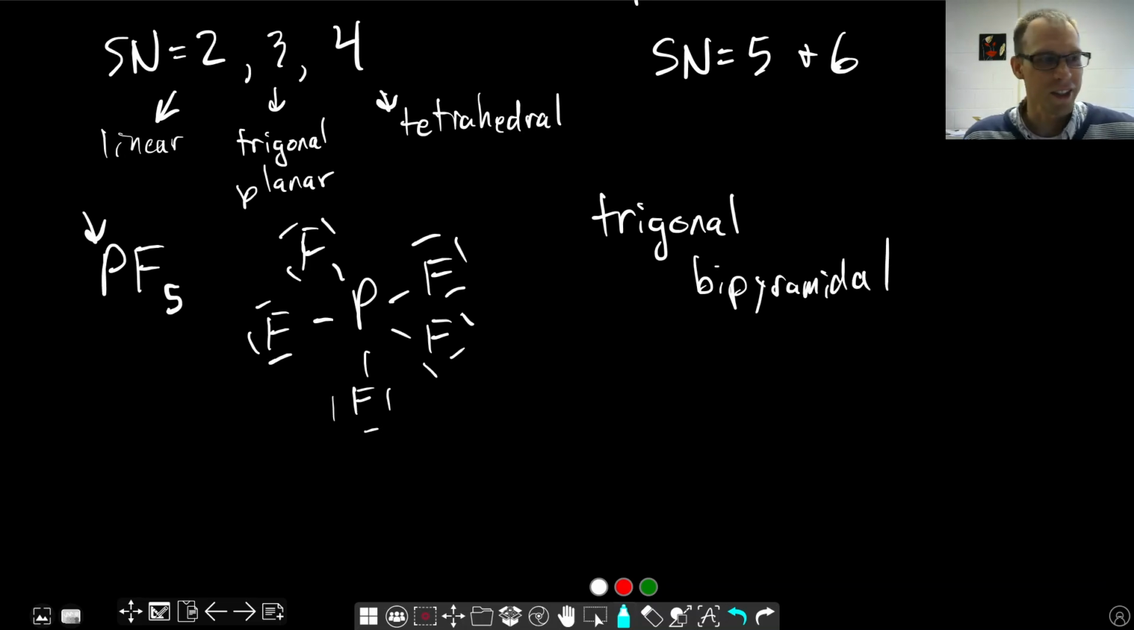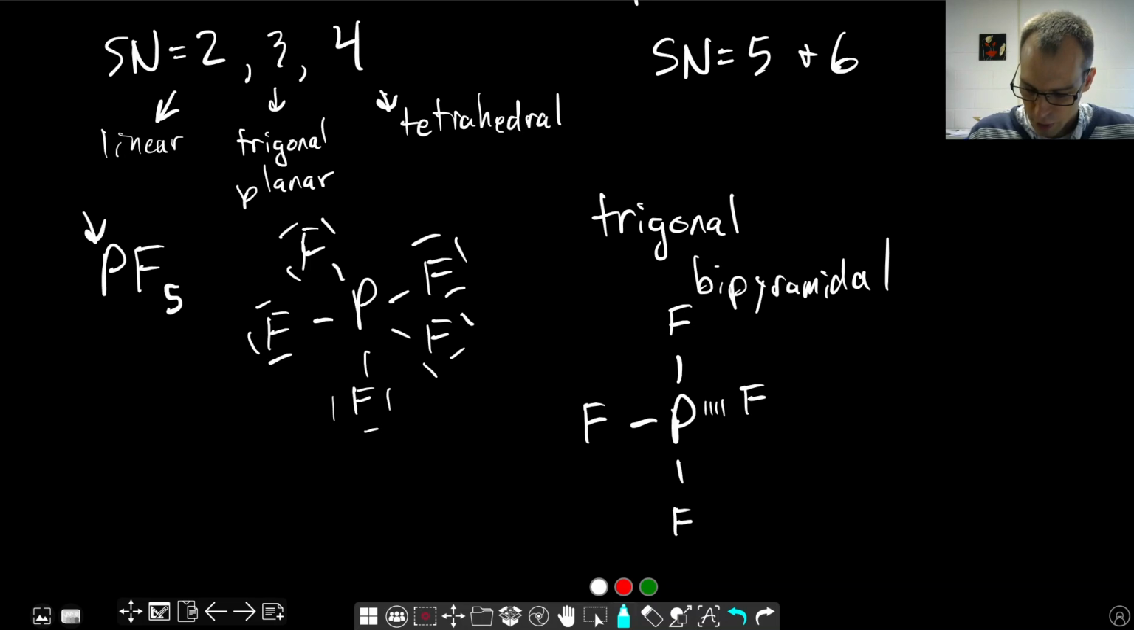So let me try and draw this, and then also show you a picture that hopefully will help you visualize as well. So our phosphorus is our central atom right in the middle. One of the fluorines is going to be pointed straight up, one of the fluorines is going to be pointed straight down, and another one will be at 90 degrees to that. So these are all at 90 degrees. But our other 2 fluorines are going to be one pointed backwards and one coming forwards.